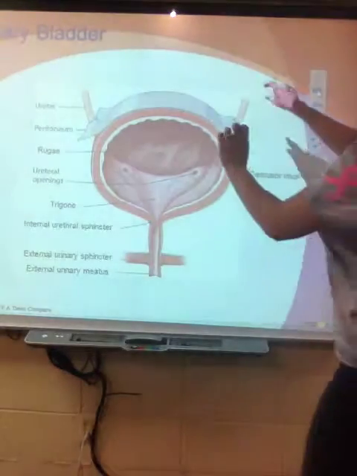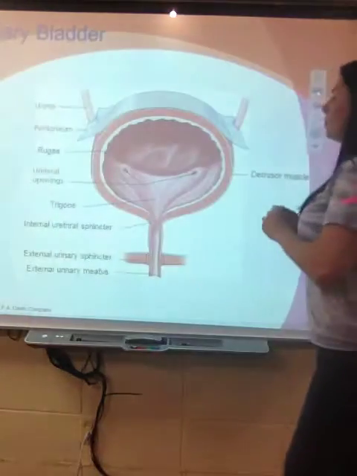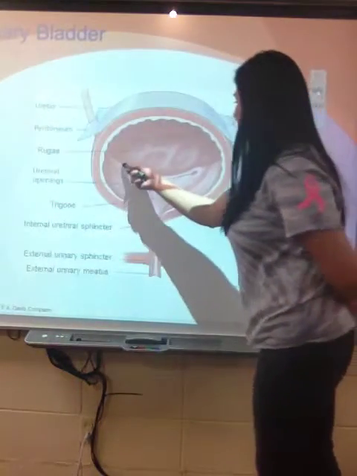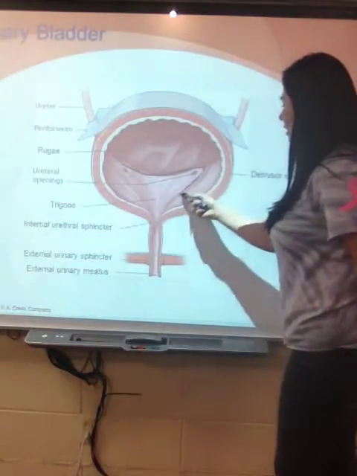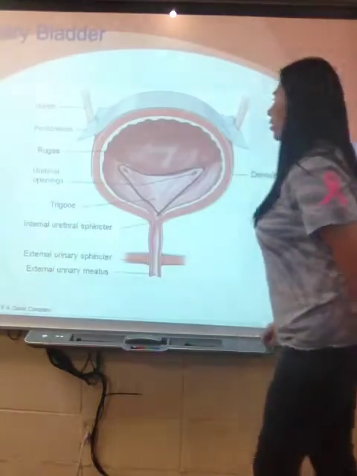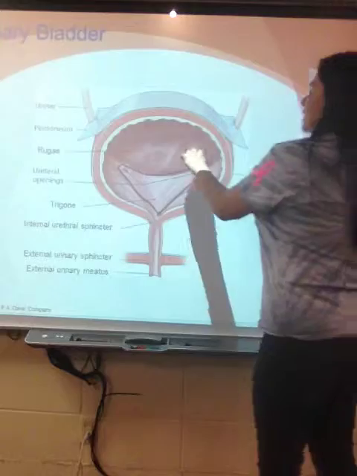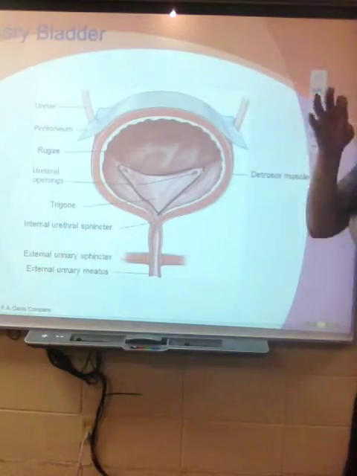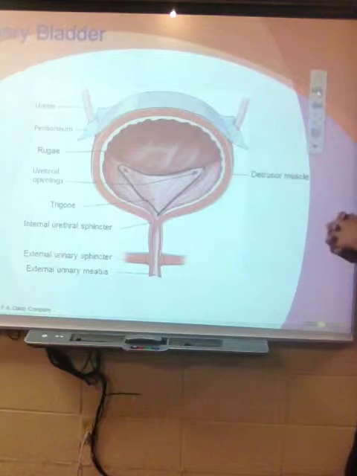So they come in back behind and plug into the bladder. Your trigone, it's called that because it makes a little triangle when you're looking at the bladder, and you'll be able to see that. Just like the inside of the stomach, it has rugae, so it's kind of wrinkled and folded up.